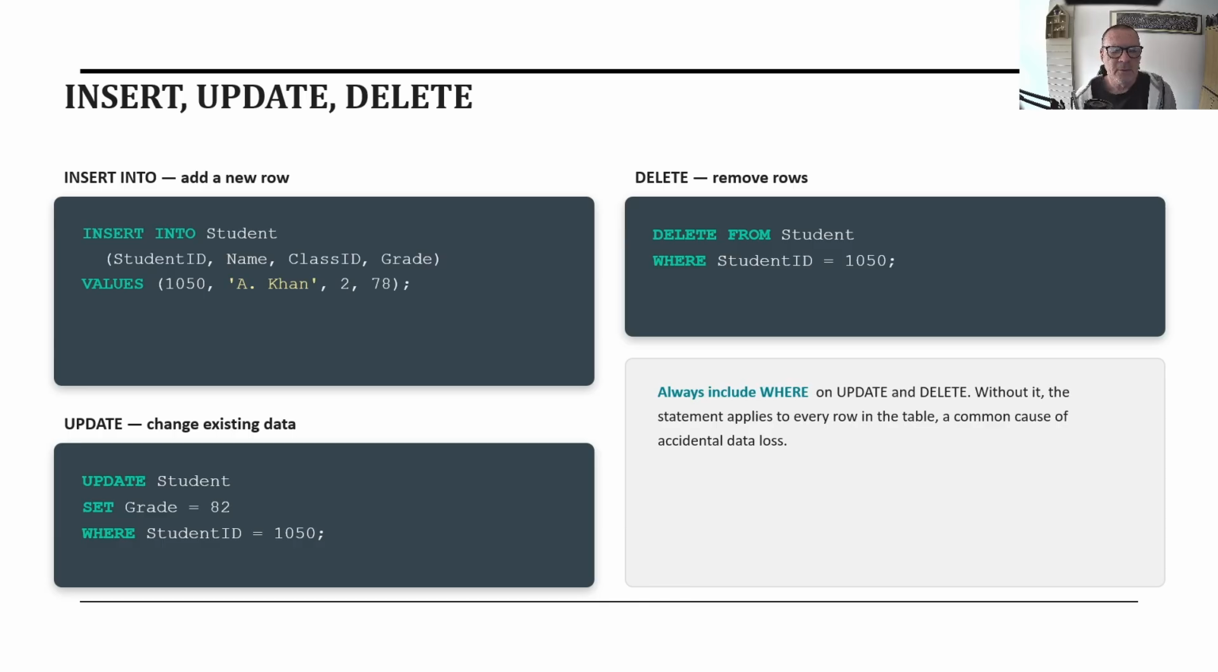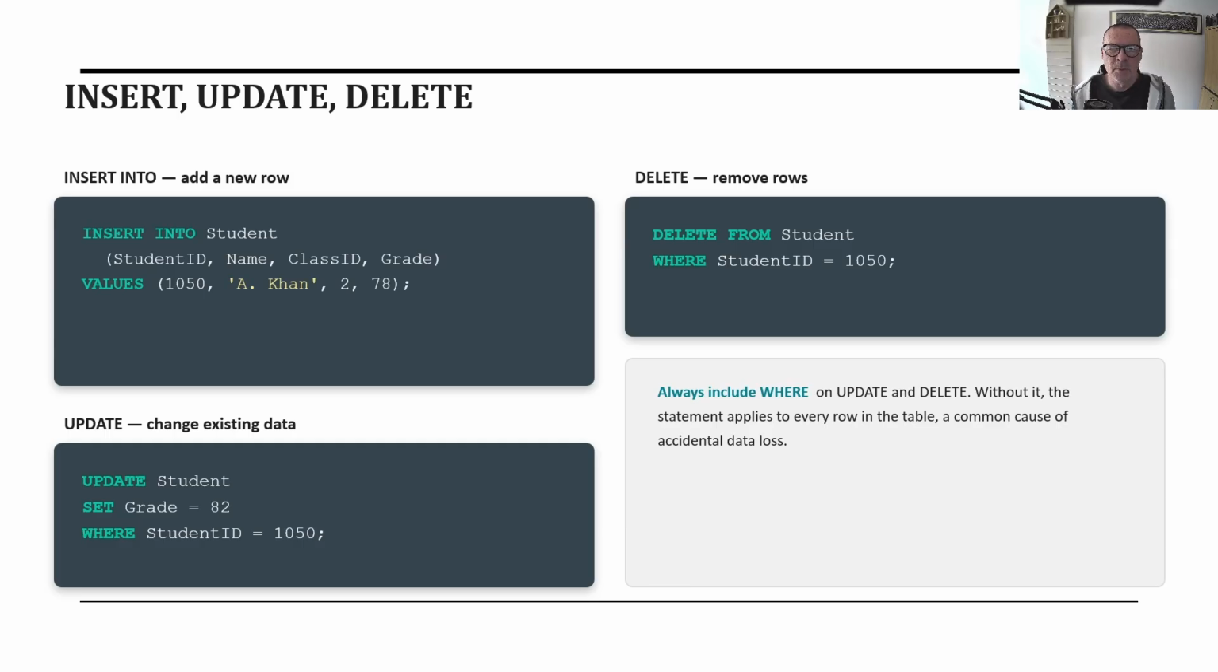And then update, we can change data that's already there. So to do that we say update student set some attribute to a value. And again, if you don't say where, it would apply to everybody, every single row in the table. So we use a where clause to restrict which one we're updating. In this case, we're using the primary key to make sure that we only get one record that we're going to update.